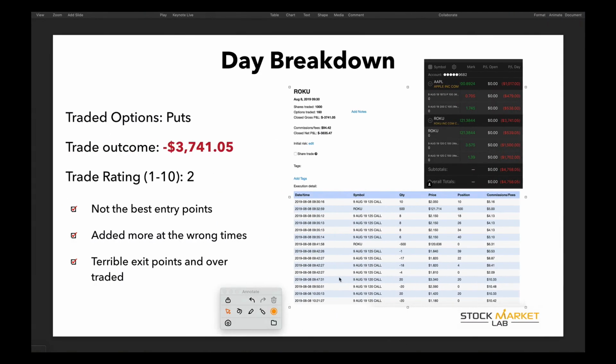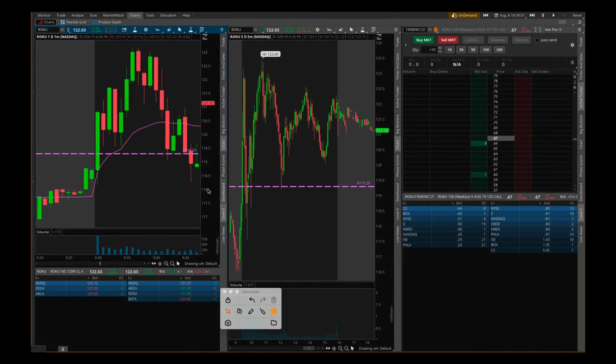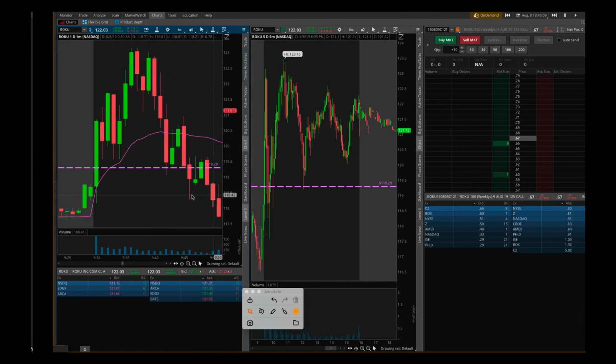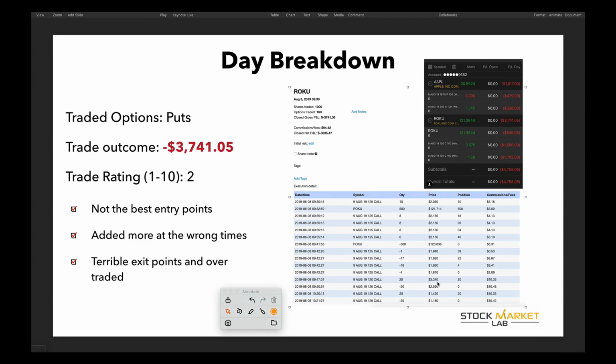So I enter at 9:47. When I enter at 9:47, 3 minutes later, I sell at 2.59. So 9:47, I enter. Right here, 9:50, I exit. And now if you look at the entry and exit points, I entered at 3.34. I exited at 2.59. Terrible loss. That's a huge hit right there, right?